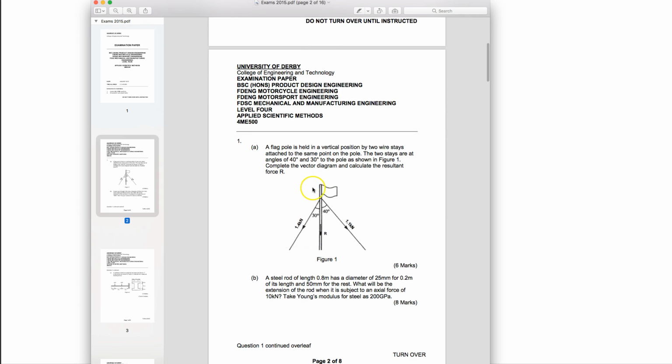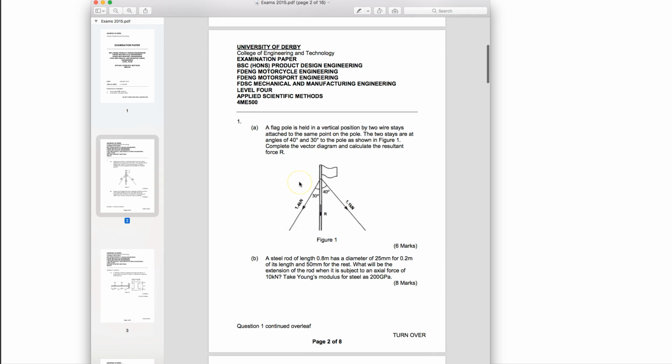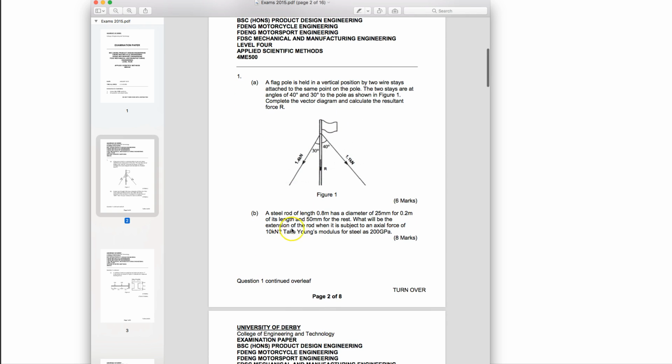Right then, question 1. This looks like vectors to me. Okay, so there's some resolving going on here. Complete the vector diagram, calculate the resultant force. Nice. Next one, we've got a steel rod of length 0.8 and has a diameter. What will be the extension of the rod?